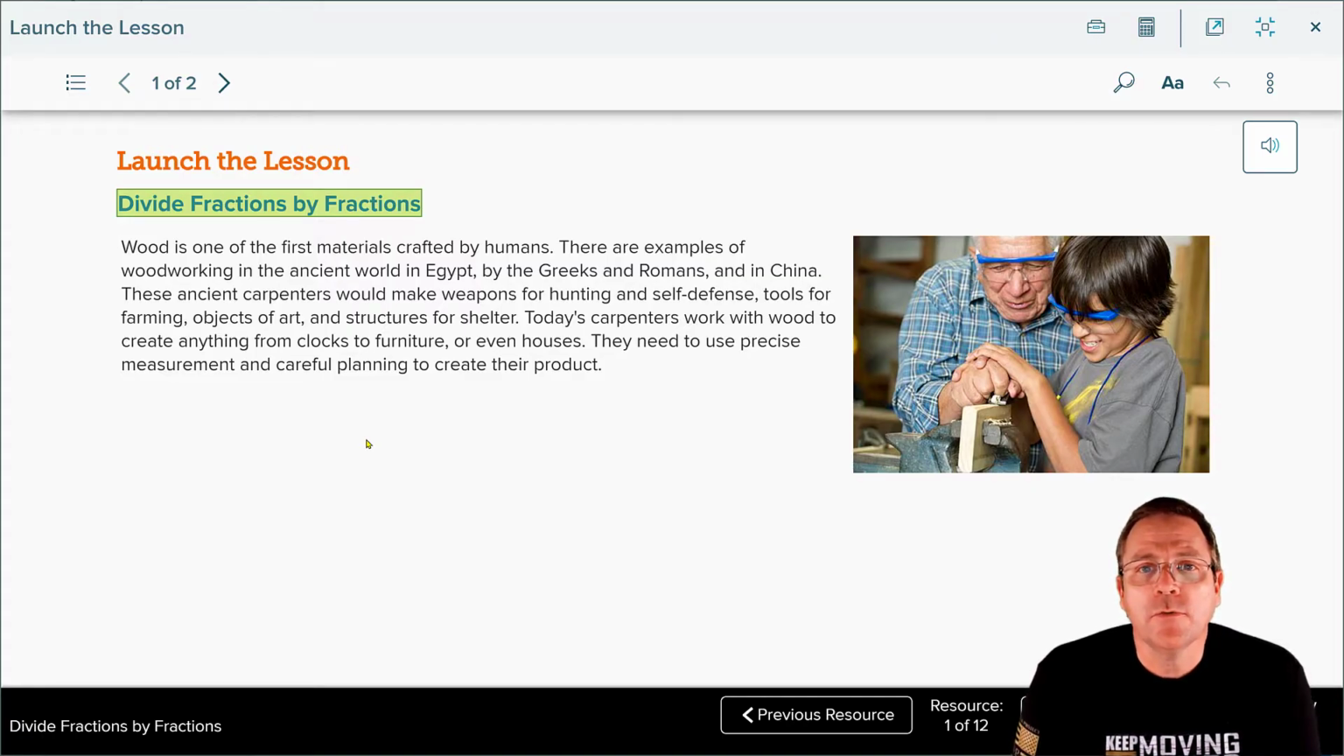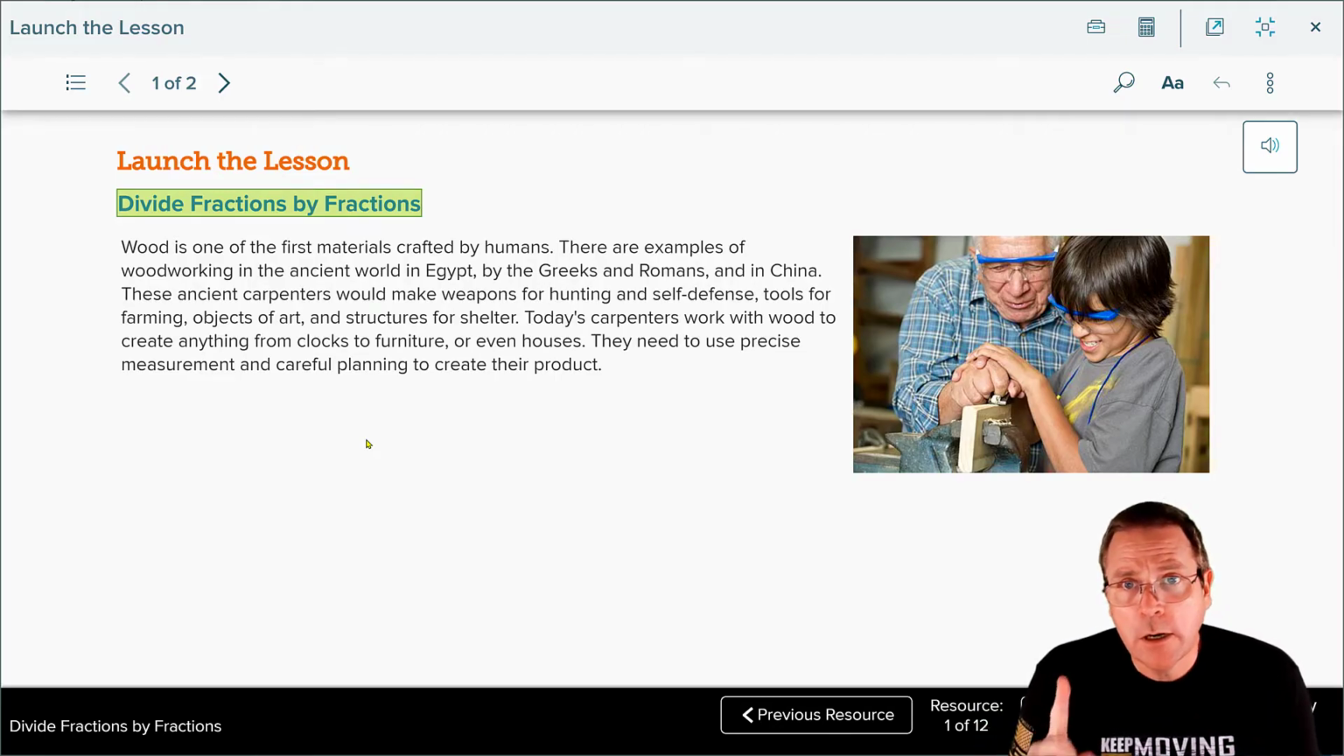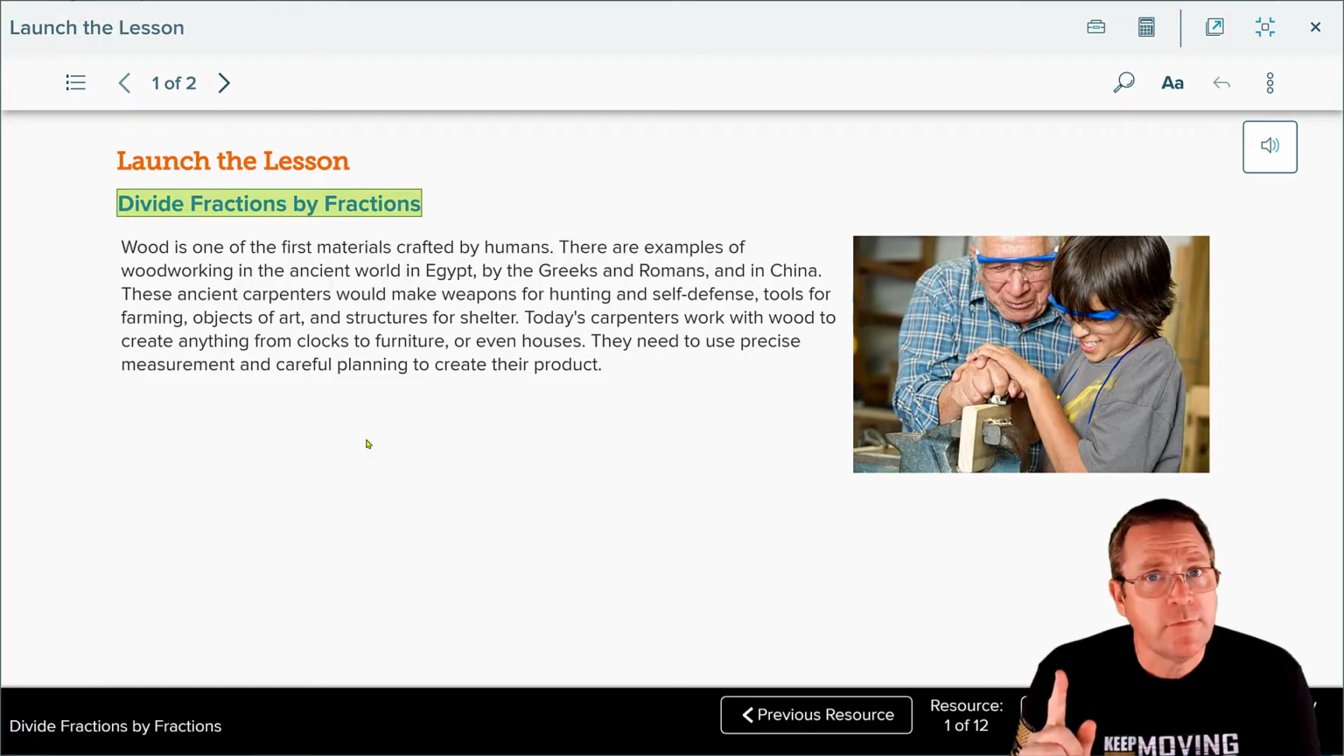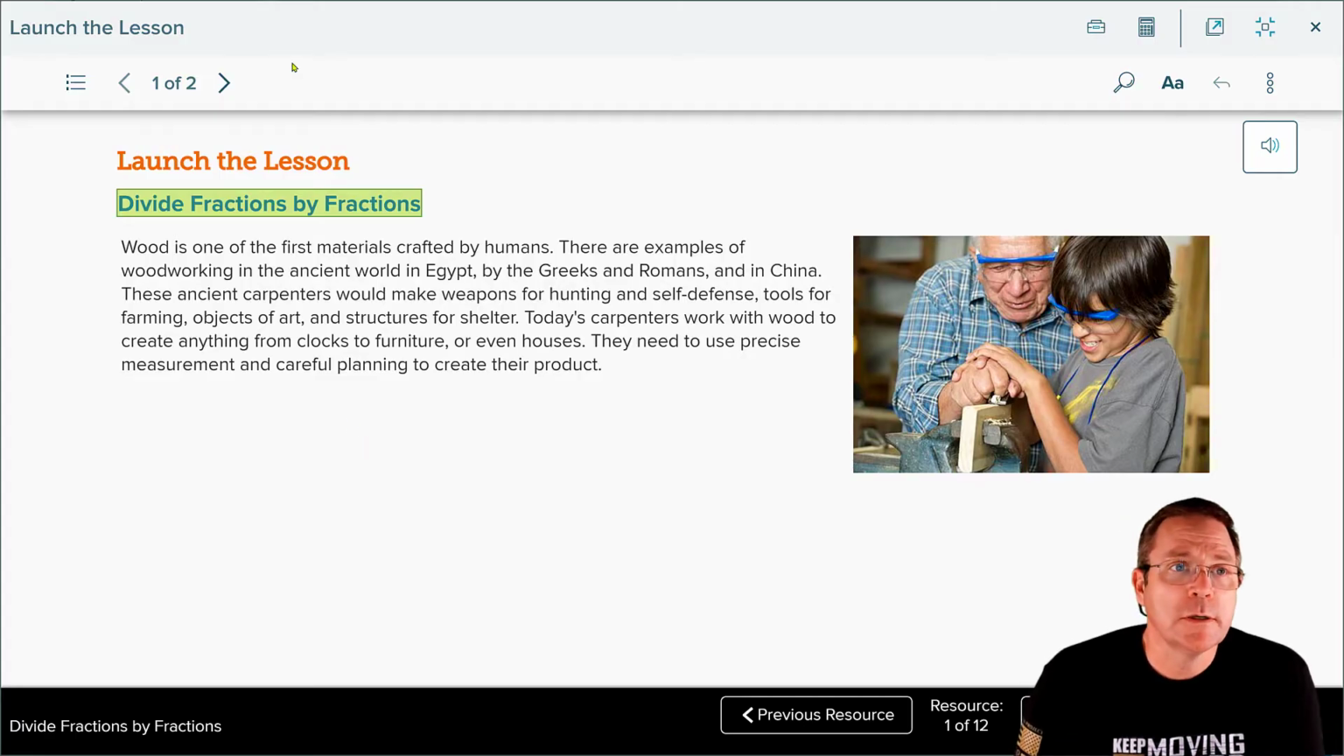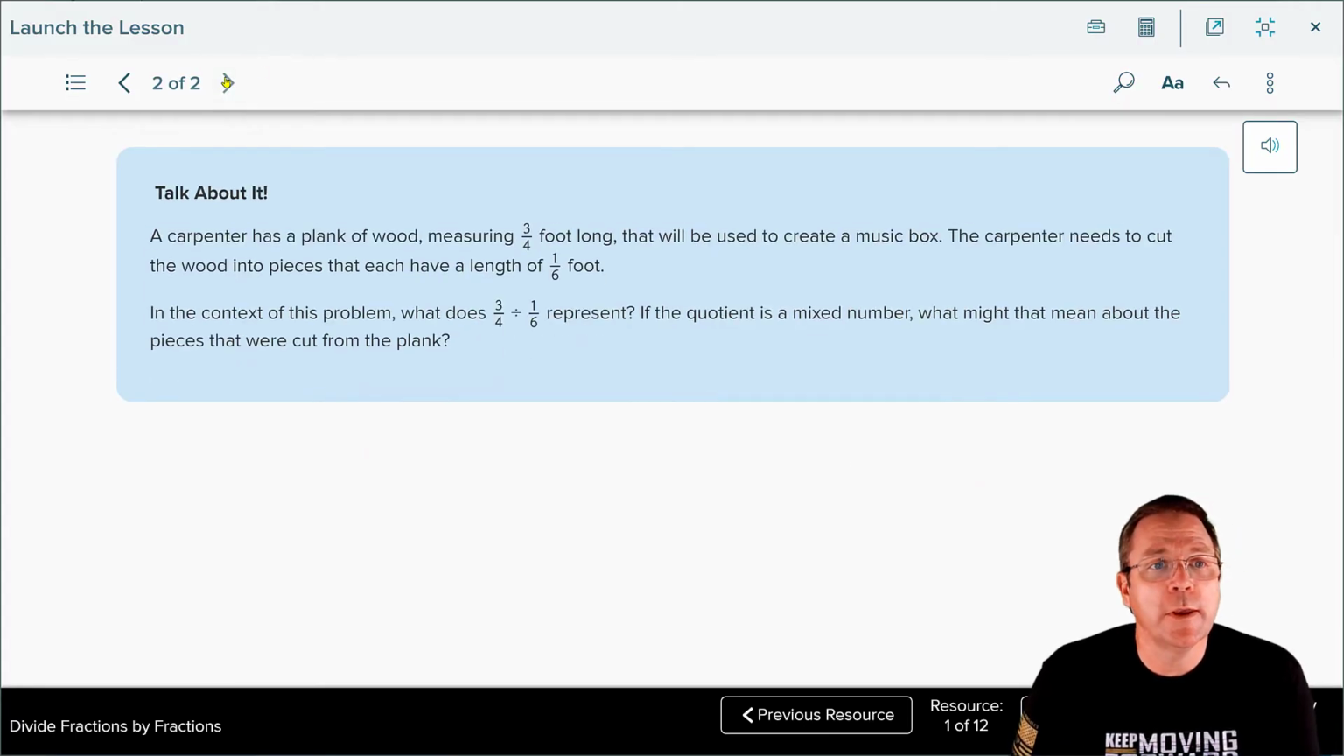And by the way, there's an old saying, when you're cutting wood, measure twice, cut once. Because if you only measure once, you're probably going to screw it up. Measure twice, cut once. Wood's too expensive to do anything else with.